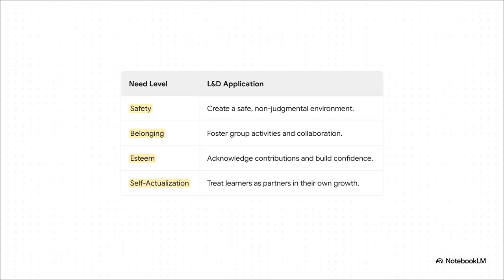So how does a psychologist's pyramid help us in a training session? Well, it maps directly. To get people to learn, we have to meet these needs right there in the room. For safety, that means creating a space where it's okay to ask a stupid question. For belonging, it means group work and collaboration. For esteem, it's about acknowledging a great comment. And for self-actualization, that's when you treat them like the experts they are, partners in their own learning journey.